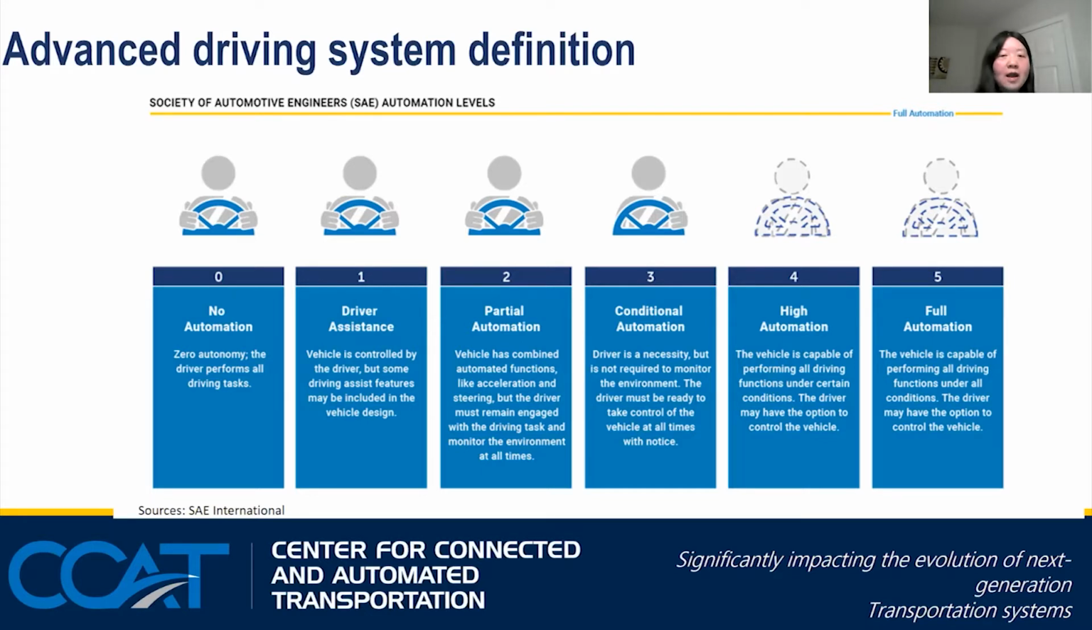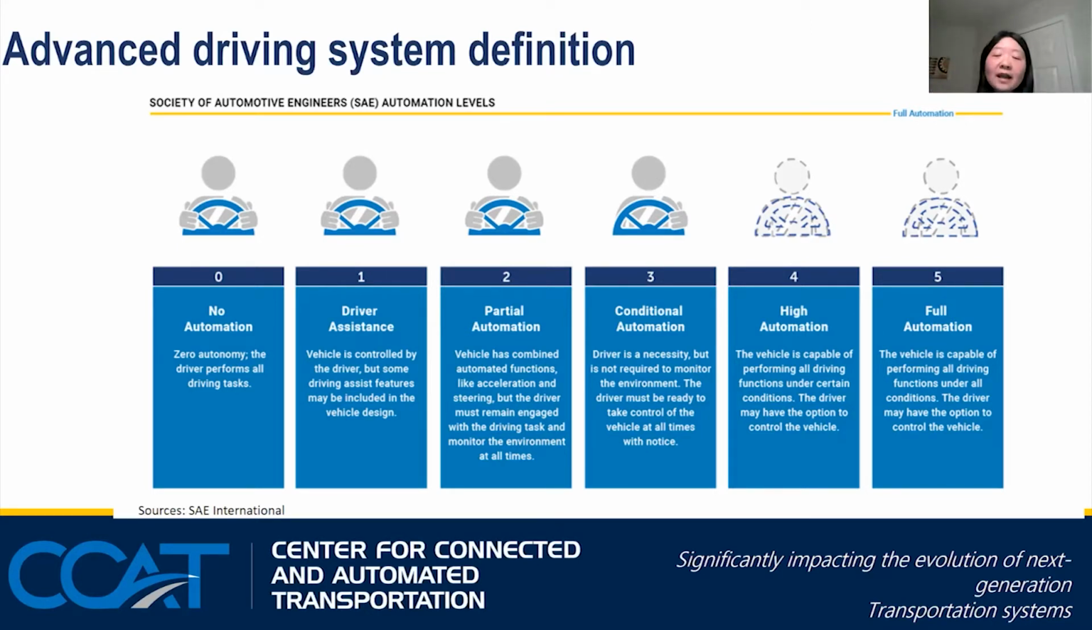If your car has more than one assisting feature, like you have both ACC, adaptive cruise control, and a lane keeping assistance system, which is currently the most popular system available in the market, we call it level 2, partial automation. The vehicle has combined automated functions. Then moving forward, level 3 is called a conditional automation system.